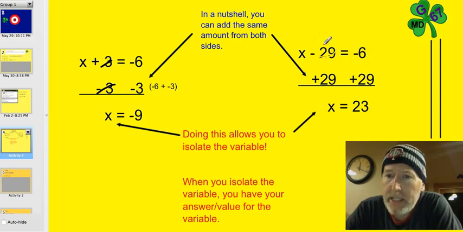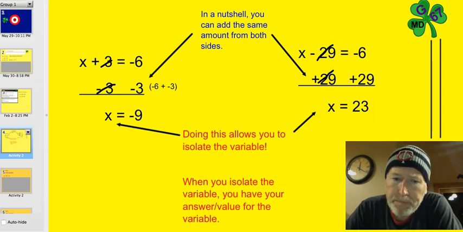Well, I have minus 29, so to get rid of that minus 29, I add 29. If I add 29 to this side of the equation, I have to add 29 to this side. Minus 29 and a plus 29 are just going to leave me x over here. And now I have negative 6, and I'm going to add 29, I'm going to have 23. If I pop it in, it's going to make sense. 23 minus 29 is going to be negative 6.